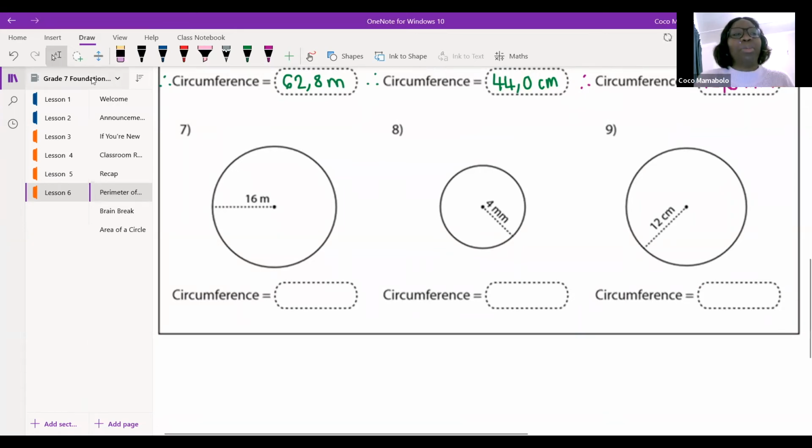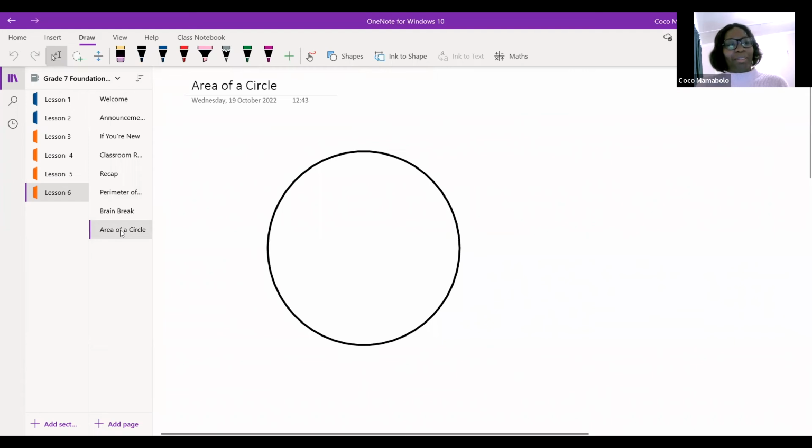All right, we're moving on to area now. Okay, now we're going to learn how to calculate the area of a circle. So we, again, are going to use the length from the center to the edge of my circle. What do we call this length, guys? Tell me in the chat. What do we call it?